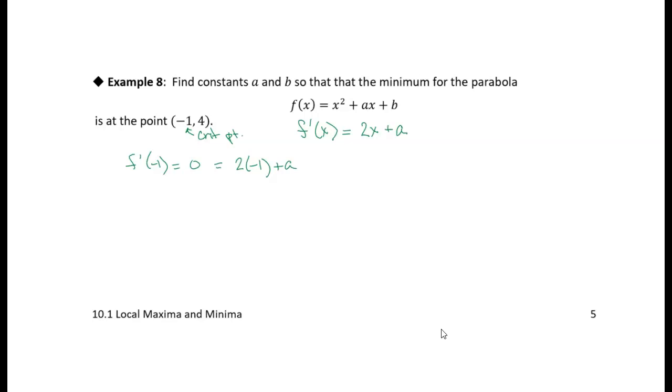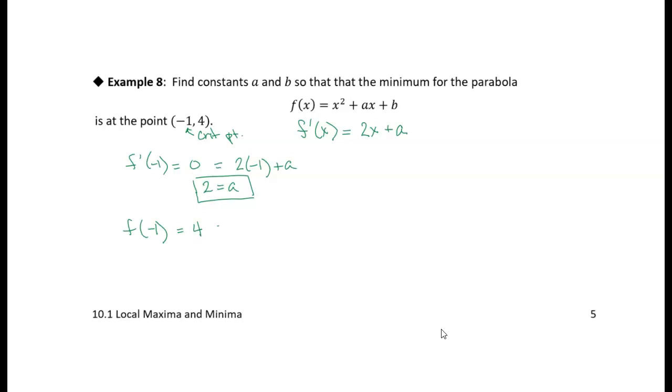So this is just an algebraic equation. I'm just going to add 2 to both sides and I get 2 equals a. Okay, so that was easy enough. We found our a value. All right, now we also need to find b. And b is going to be determined because you see in the derivative b went away. So b is going to be determined by the value of the function. And we know that the value of the function at -1, the original function, is equal to 4.